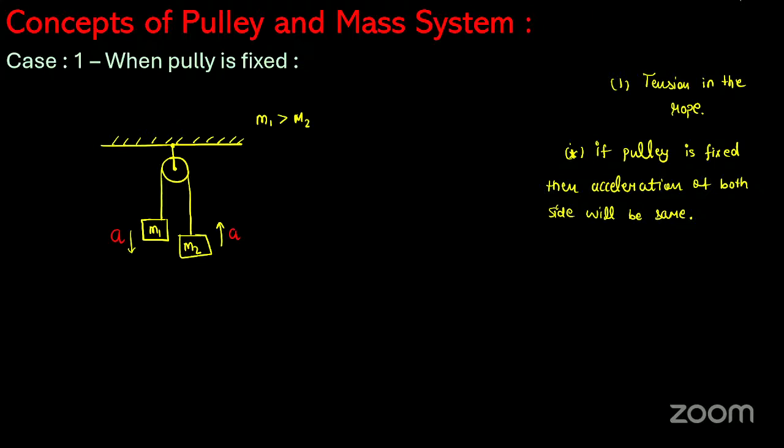Okay? Now, the second concept is about the tension. Actually, it is the first one. Tension would be the same as long as the same string is passing over. Okay, as long as only one string is connected with the blocks, whatever the system is, the tension in the rope will remain the same.